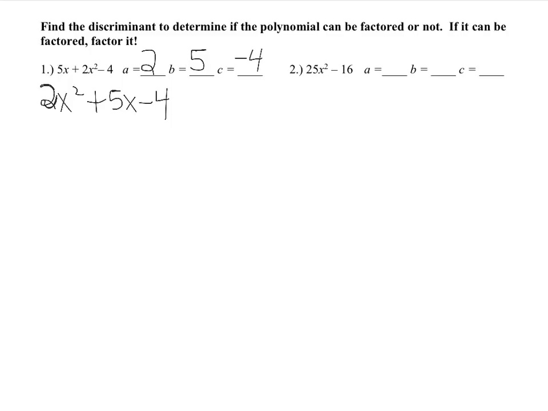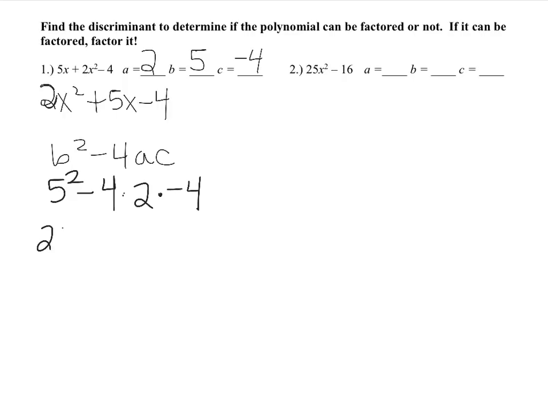And now we're going to plug it into the formula: b squared minus 4ac. Since b is 5, I'm going to do 5 squared minus 4 times a, which is 2, times c, which is negative 4. Order of operations says I have to do 5 squared first, which is 25. So I'm going to have 25 minus 4 times 2 times negative 4.